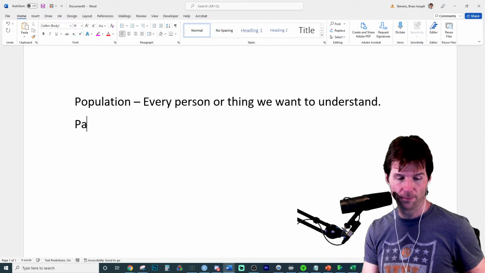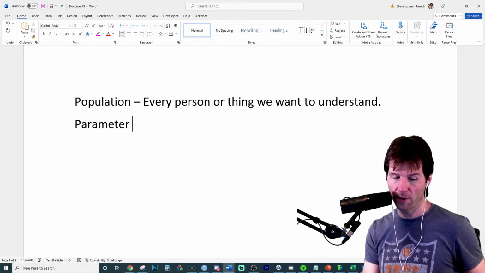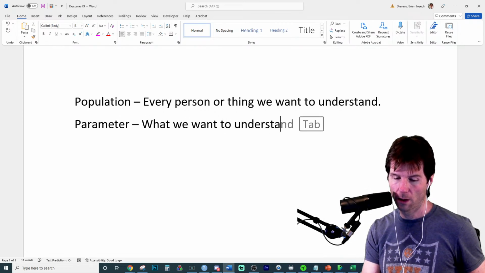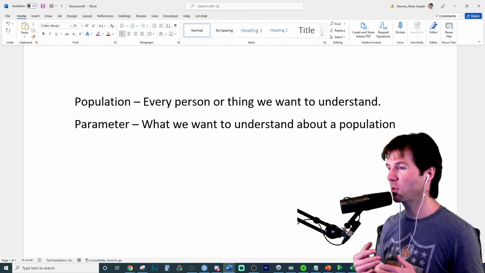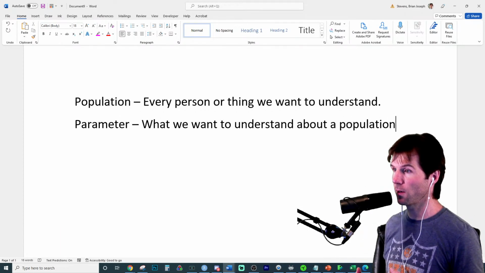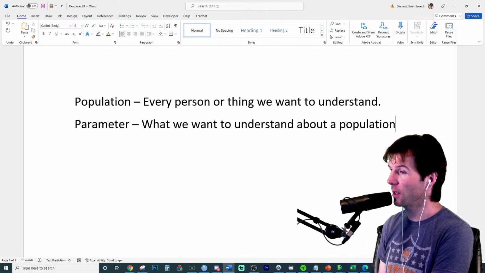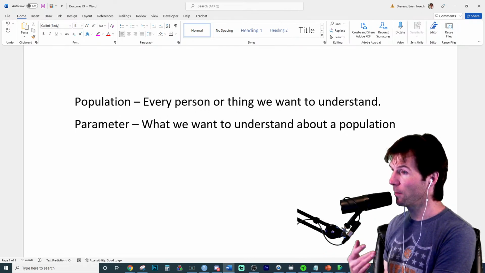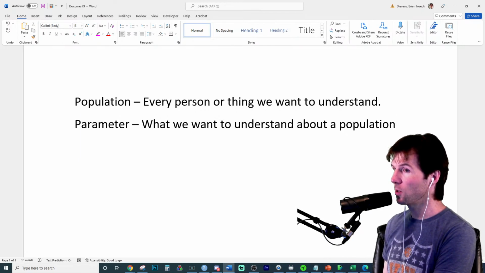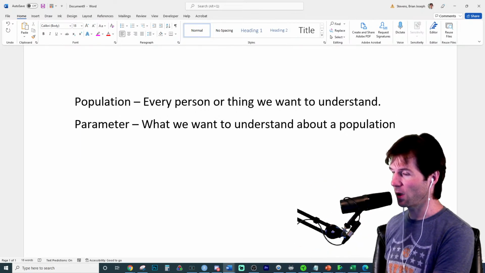Now the parameter is what we want to understand about a population. So it's sometimes called the parameter of interest. But if we're looking at the cookies and we want to understand how many chocolate chips are in them, then the parameter of interest might be the mean amount of chocolate chips. So it's always the what we want to understand about a population.